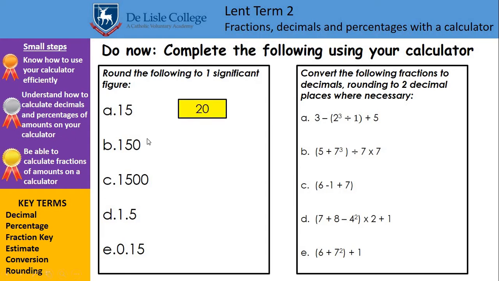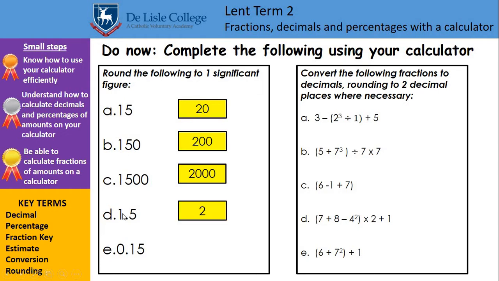If we now look at this second one, we've got 150. First significant figure is 1, rounding that up because the next number is a 5. That becomes 200. In C, very similar, so that one would become 2000. When we get to D, you'll notice that we have 1.5, so the first significant figure again is the 1. The number next to it is the 5/10, so we would round the 1 up to a 2. There would be no need to put 0.0 here because when we're rounding we're trying to lose accuracy and therefore we can just leave that as an answer of a whole number of 2.